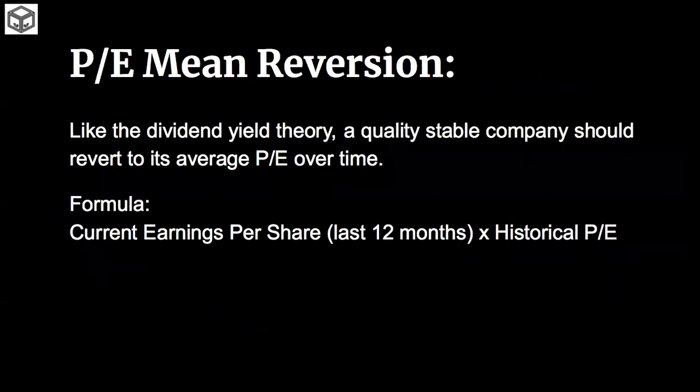Let's move on to our last methodology, and that one's going to be the PE mean reversion. Like the dividend yield theory that we just completed, a quality stable company should revert to its average price to earnings over time. This formula is straightforward as well. You take the current earnings per share over the last 12 months and multiply it by the historical PE ratio.